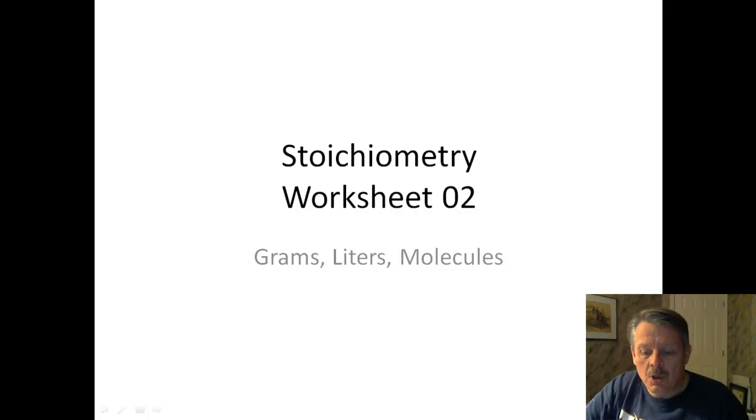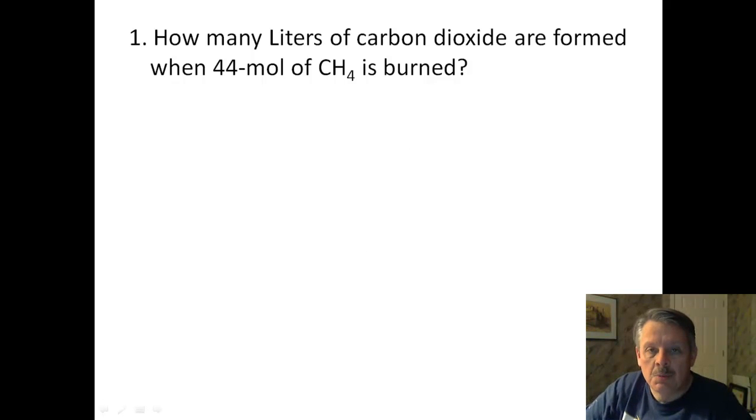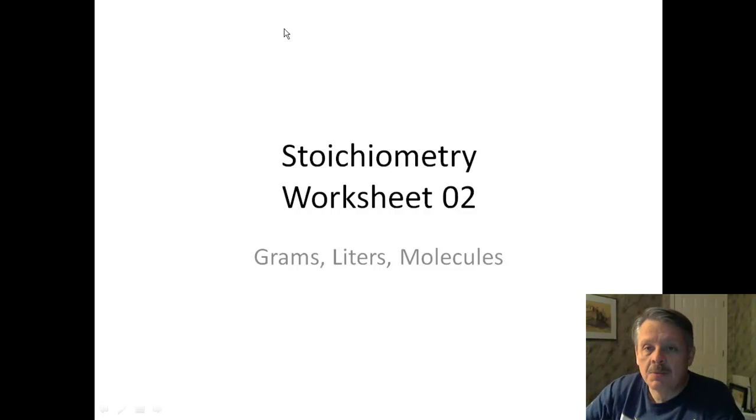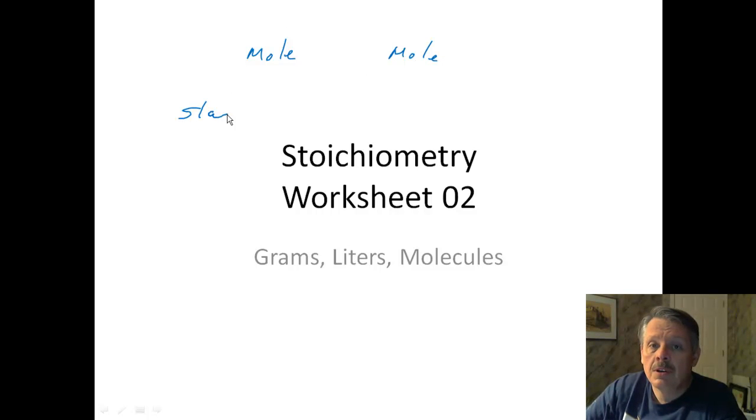Alright, today we're going to do stoichiometry, worksheet 2: grams, liters, and molecules. Now, remember, when we do this, we have to use the concept of mole-to-mole ratios, right? Moles of our starting substance over here, and we're going to moles of our ending substance over here. And to be able to do that, we have to cross this line and go from moles of one thing to moles of another. That was the part we did in worksheet number 1.